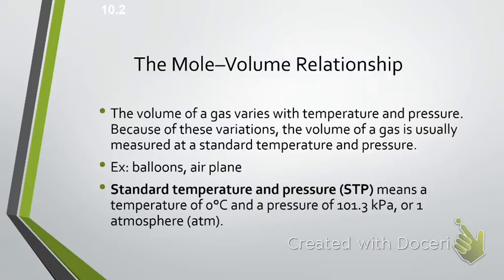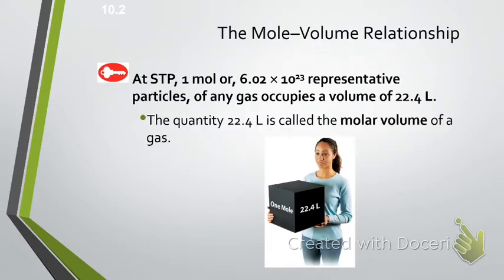We call that standard temperature and pressure, or STP. So when we work with gases in chemistry, it's understood that we're working at a temperature of 0 degrees C and a pressure of 101 kilopascals, or 1 atmosphere. From this, we get our mole-volume relationship.